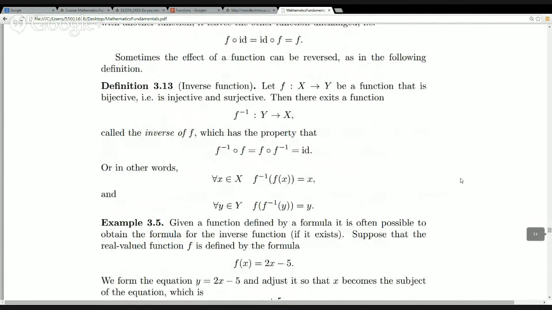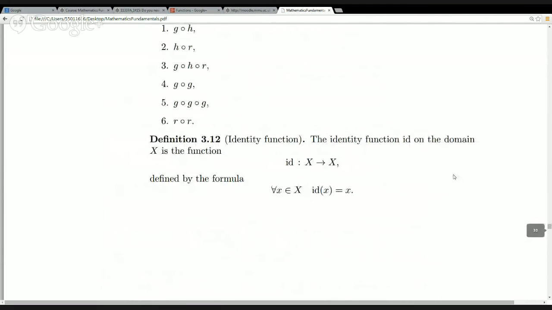Now, associated to the idea of composition, we have two very important types of functions, and those are the identity function and inverse functions. Are there any questions, first of all, just on composition itself? So it doesn't just hold for real valued functions. It holds for any kind of functions where the codomain of the first one agrees with the domain of the second one. Then you can run the second one after the first one.